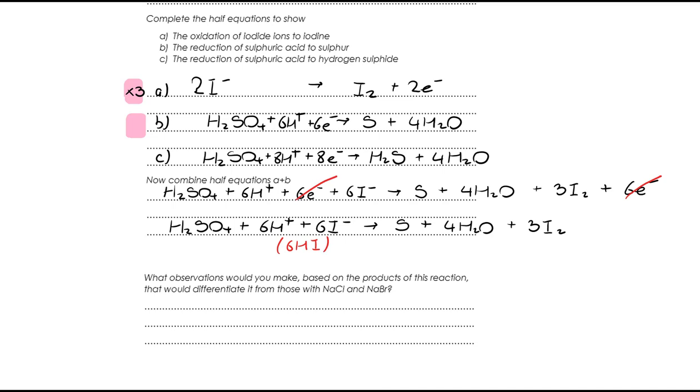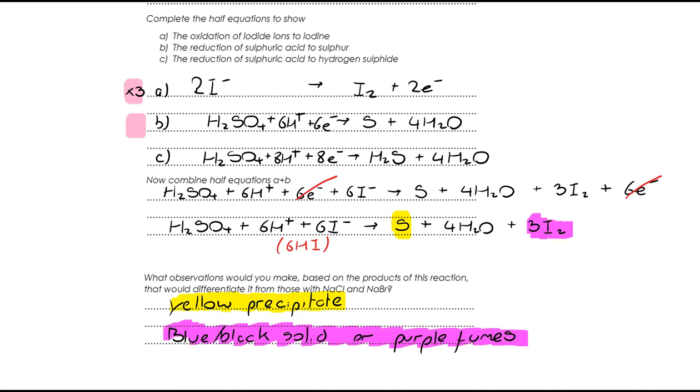And once again, similar to what we saw with the HBr, you could write the 6H plus and 6I minus as 6HI. We're then thinking about what observation you would make in this case that's different. Have a think about it if you haven't already. Jot down some ideas. And I'm hoping you've come up with more than one, because 2 of the products here are going to give us a good observation. In the first instance, we're making sulfur, which is a yellow solid. So we would see yellow precipitating out.